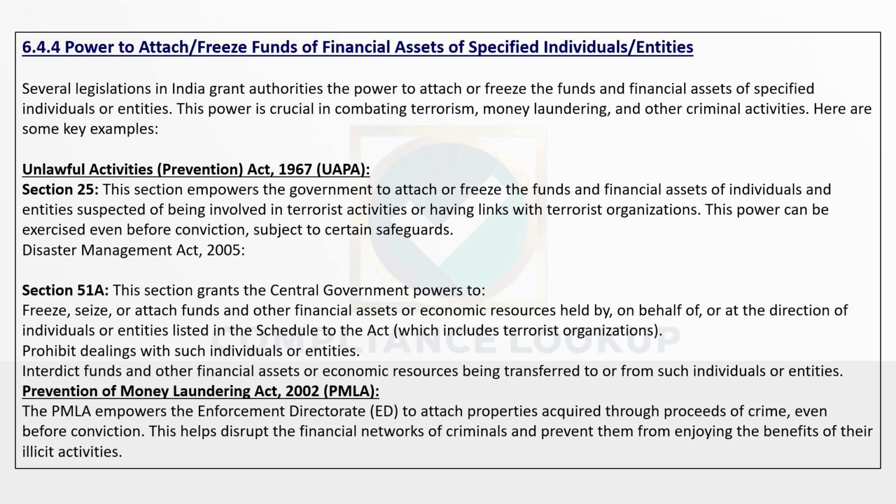This power is crucial because it helps prevent criminals or terrorists from using their financial resources to carry out further illegal acts. I'll explain each law and give examples for better understanding.